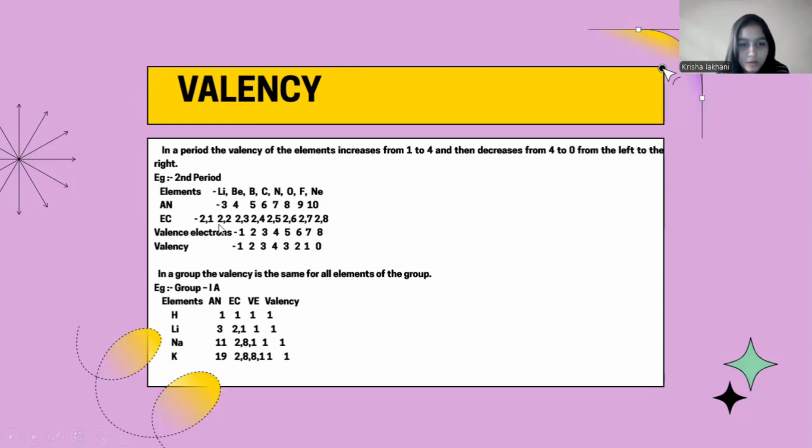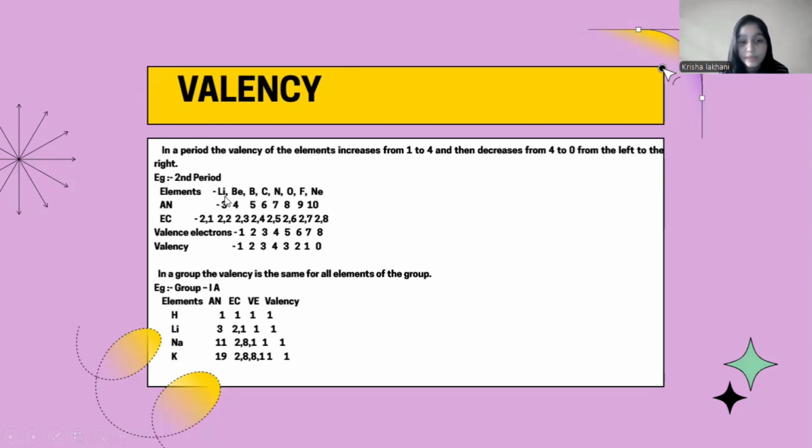2, 1. This is for lithium. 2, 2, beryllium. 2, 3, boron. 2, 4, carbon. 2, 5, nitrogen. 2, 6, oxygen. 2, 7, fluorine. 2, 8, neon. Okay. What is the valency here?